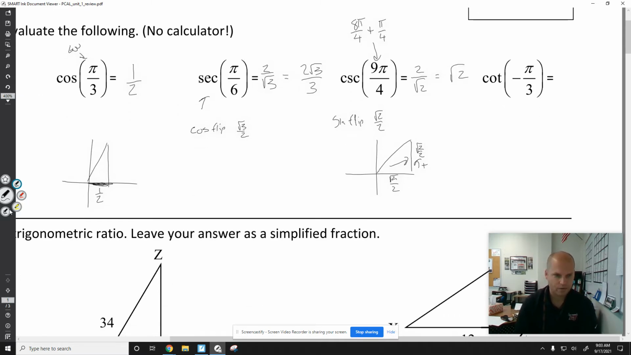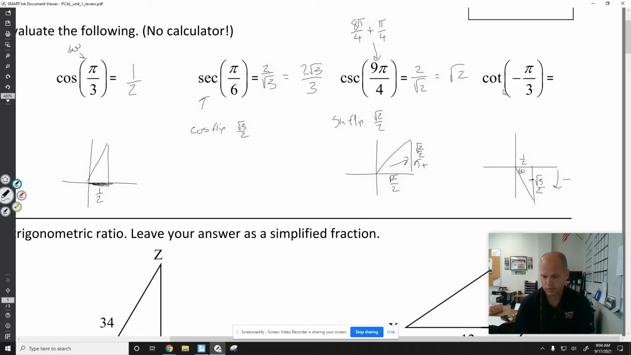Cotangent negative pi over 3. So 60 degrees, but going in the negative direction puts you right here. So there's 60 degrees. It's important to realize you're going right and down. So right on the x-axis, positive side length, down, negative side length.